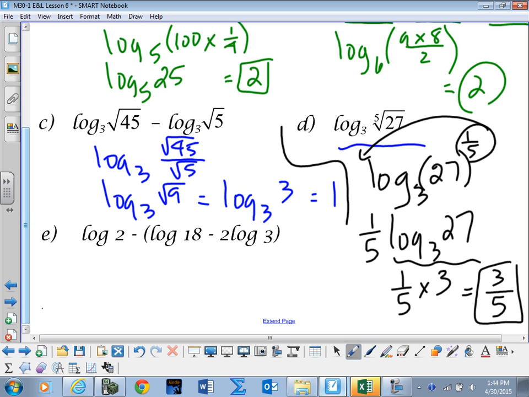So by moving the exponent 1/5 to the front, I could then evaluate the log and then multiply it by 1/5. Now let's look at this E example. We have brackets, so let's evaluate inside the bracket first.